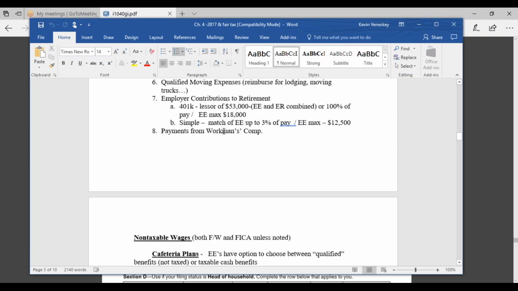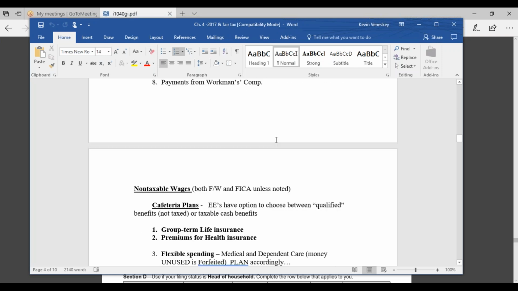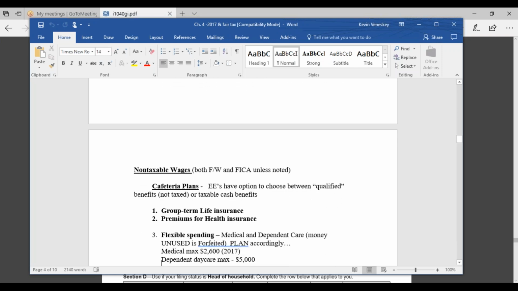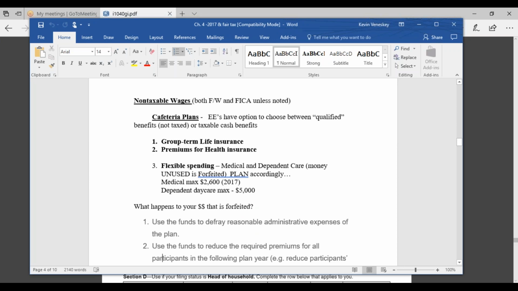Workman's comp is the last one here I have for these items. Now remember, workman's comp is different than unemployment. Workman's comp is if you get hurt on the job. The money that you continually get while you're off healing is considered non-taxable. Whereas if you are let go of a company and you get unemployment, that is taxable.